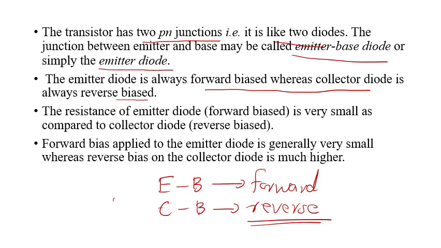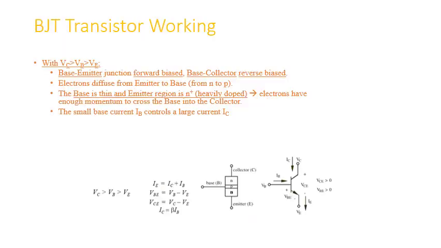Because of the forward biasing, the resistance or impedance offered by the emitter diode is small when compared to the resistance offered by the collector diode. That is because of the doping level. When it is forward biased, the resistance is small. When it is reverse biased, the resistance is high. So now, how does this transistor work?